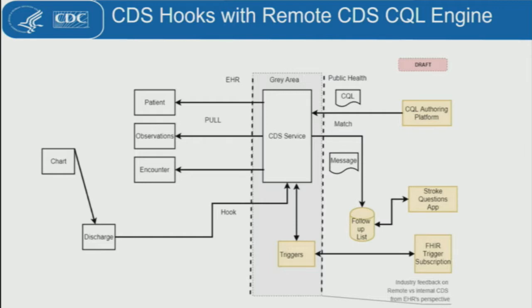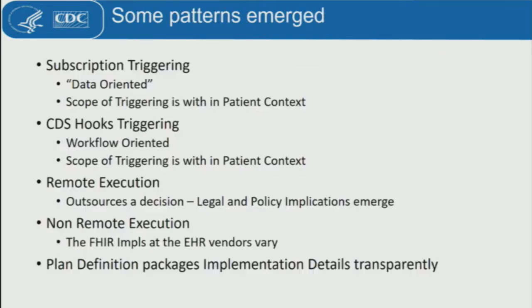If you look at these three examples, some patterns emerged. One thing that we noticed was that subscription triggering is very data oriented. That means it's based on the data elements and the values of that data. The other part was that the scope of a triggering is within patient context. In our case, we are interested in the population context.